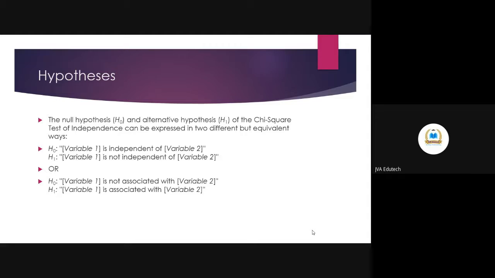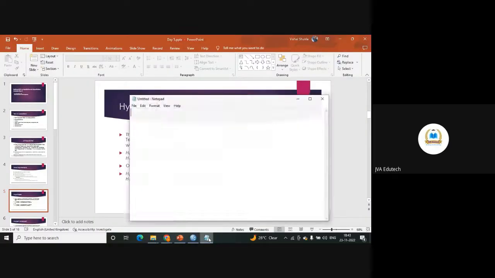So first case, null hypothesis, if variable 1 is independent of variable 2, then variable 1 and variable 2 are not associated. If variable 1 and variable 2 are not independent, means they are dependent on each other, that means they are associated. The formula for the chi-square is basically, just let me take the pen.